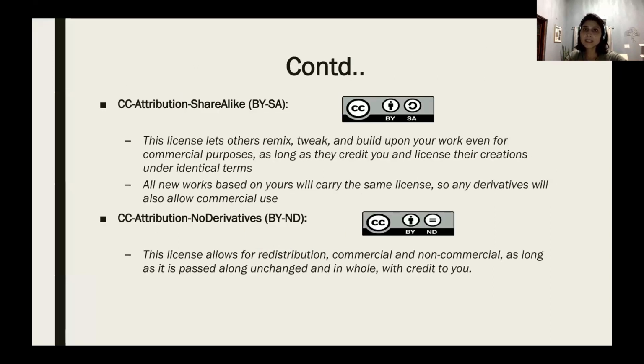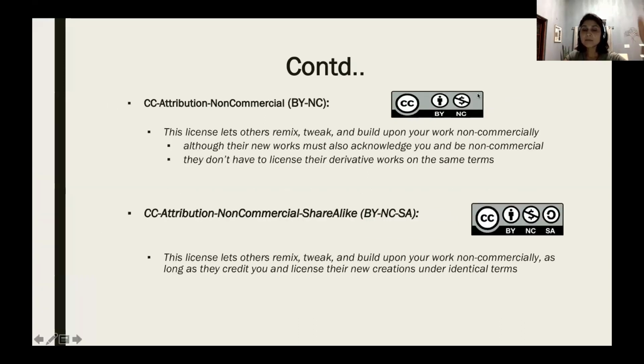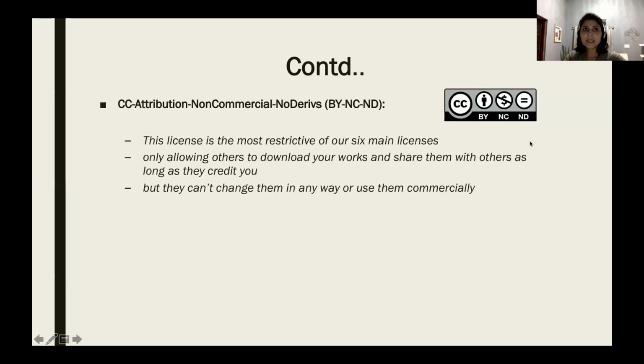Then CC BY SA, share alike, then BY ND, that is no derivatives, no modifications. BY NC means non-commercial, cannot be used for any commercial purposes. BY NC SA means no commercial usage, along with that it should be shared alike, the same license should be maintained. And then CC BY NC ND means no commercial usage, and also no modifications are allowed. But in this case, the license need not be the same as whatever license the original author has given to his or her work. The license could be changed, but the content cannot be modified.